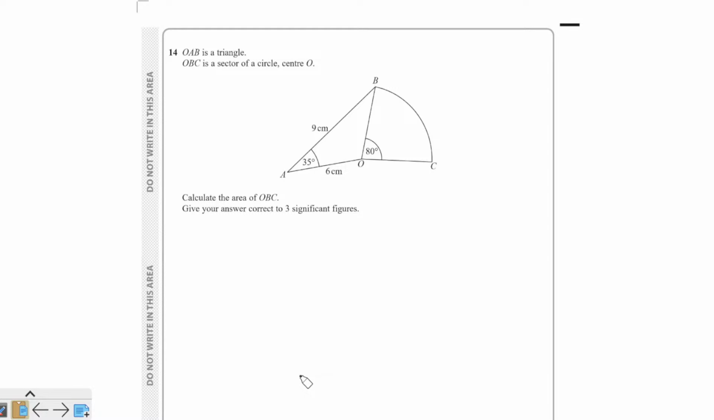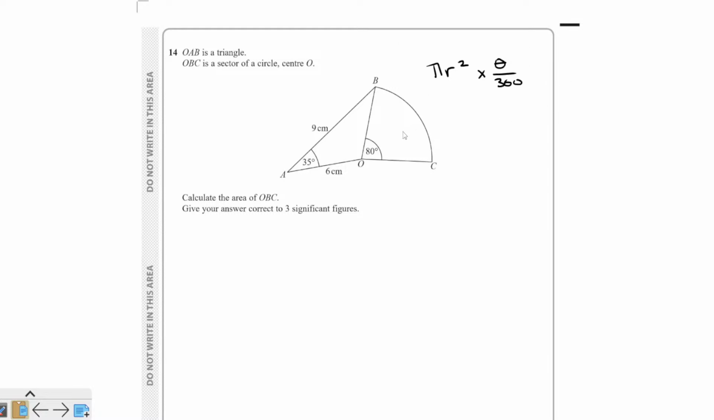Okay, question 14. We've got OAB as a triangle, OBC is a sector of a circle centre O. Calculate the area of OBC, so calculate the area of the sector. So I know that the area of a sector is the area of the whole circle, pi r squared, multiplied by whatever angle, so that's like theta, whatever angle it is out of 360. That's the formula I know.